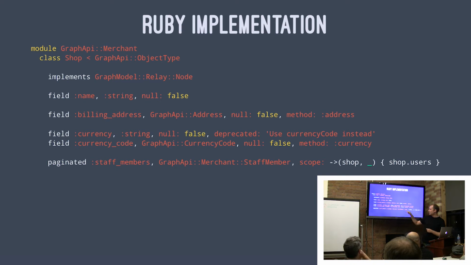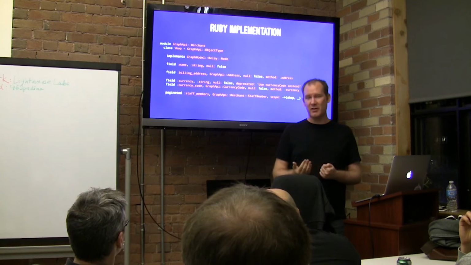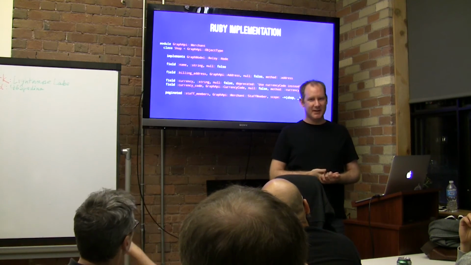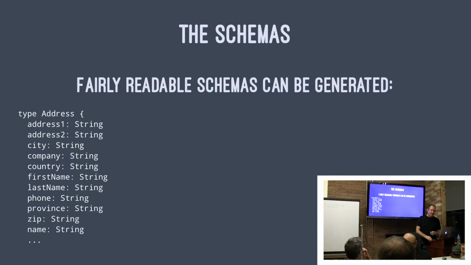And then in the Rails world, if you want to override the automatic mapping of a method here, you can pass in a lambda or a proc and say, this is how you get that field. So in this case, we're mapping the staff members to shop.users. And that's actually what our real serializer looks like for the shop object, which is arguably one of, if not the oldest model we have. The ActiveRecord model for that is a lot of lines of code, tens of thousands, I would say. The schema is generated.